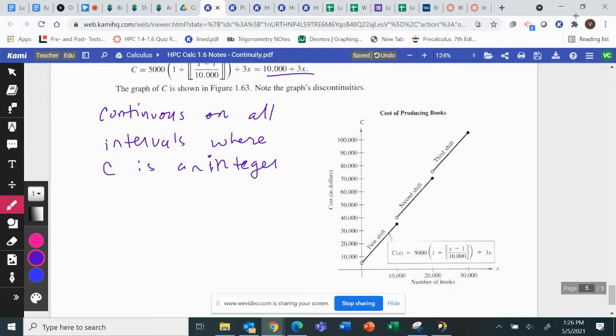Yes, Christopher? So how could we write the interval without multiple variables? Is there a way to write it without multiple variables? I mean, our first interval would go from 0 to 10,000. And then we'd have 10,000 to 20,000.